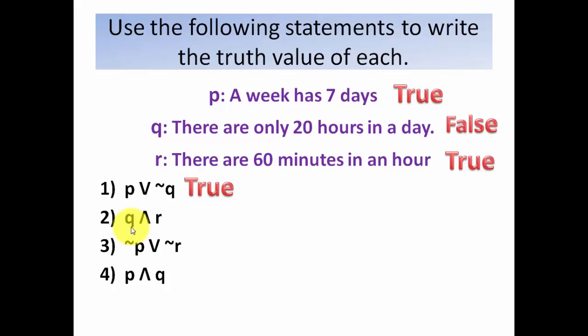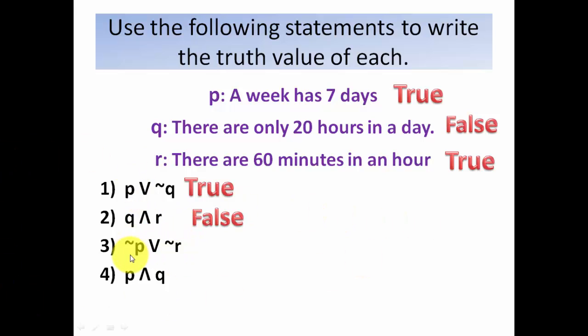Next one, Q and R. Well, Q is false and R is true. Since they are both not true, then we're going to have false. So it's false because we had a false and a true, and they both have to be true for ANDs.